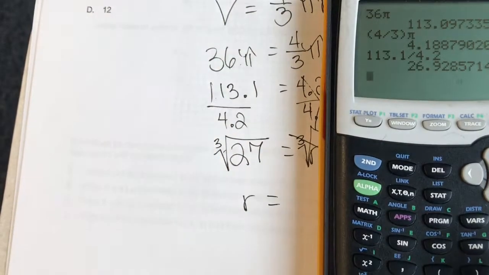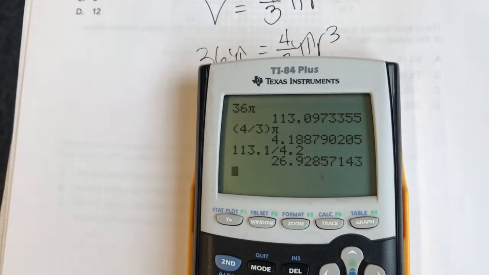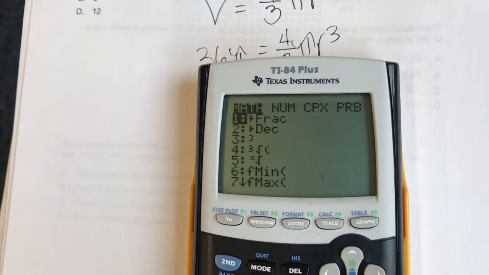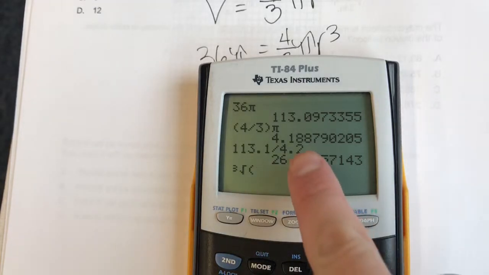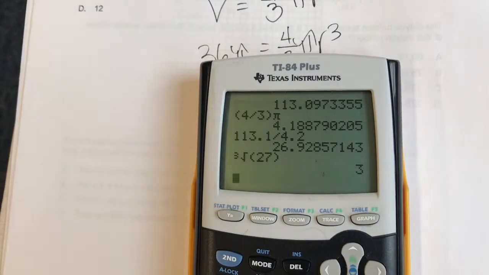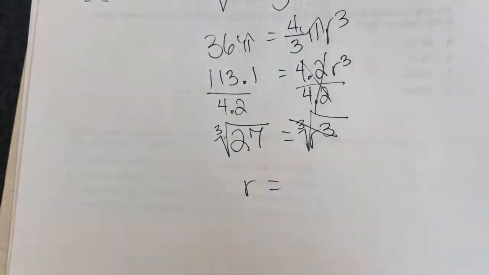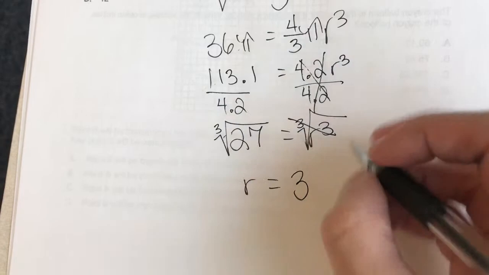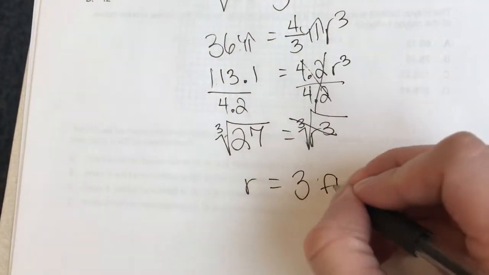And just a quick math reminder, if you wanted to do cube root in your calculator, it would be Math 4. Math 4 gives you that cube root. I already know what it is. It's going to be 3, but why not type it in and just validate? Oh, look, it's 3. So r equals 3 feet.